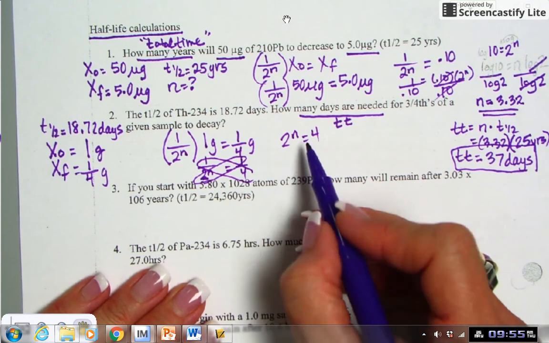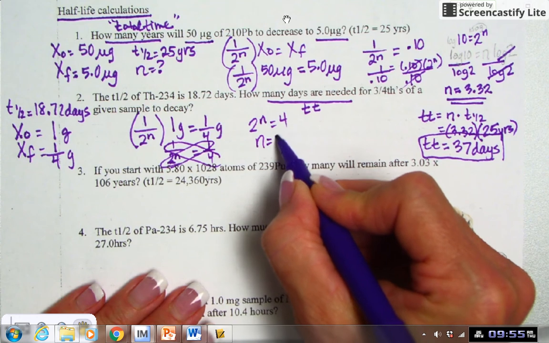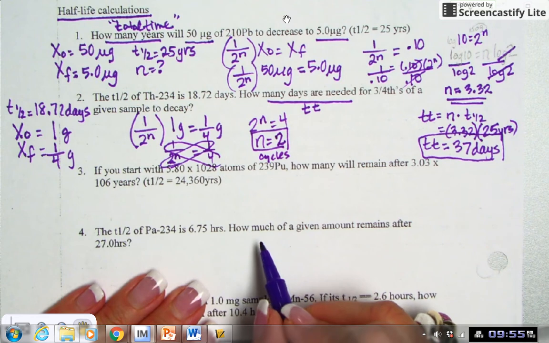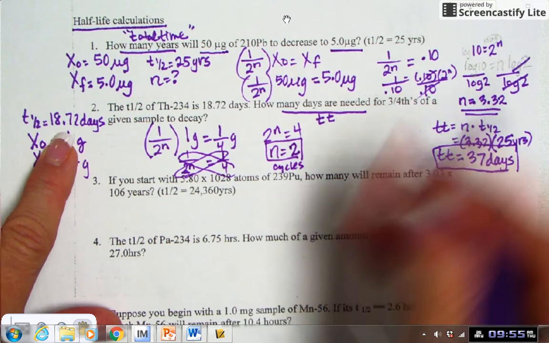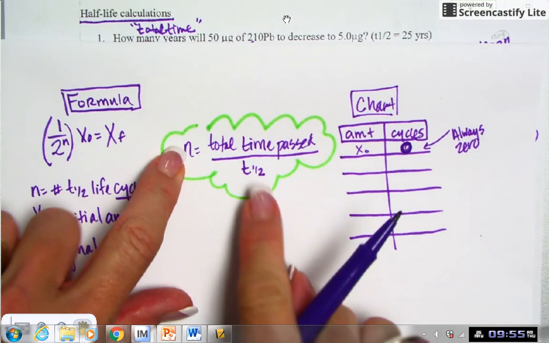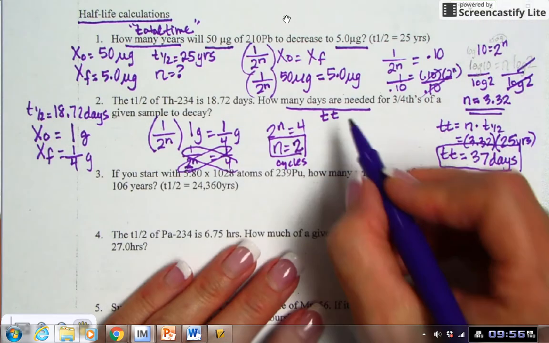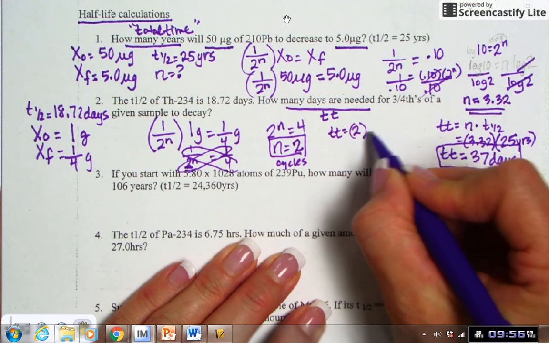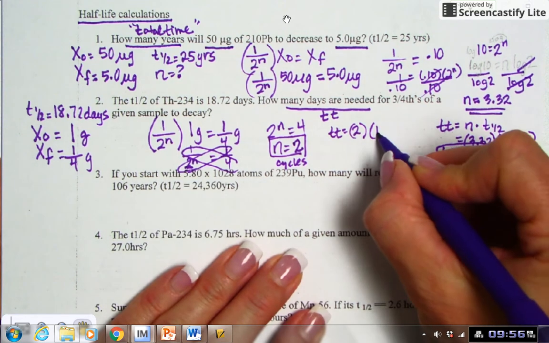Now this is a perfect square, so you don't have to go back and do the left, right, center, because you can tell this is a perfect square. We know that 2 squared is 4, so that means n is 2. This means 2 cycles have occurred. All right, so we know the half-life and we know the cycles again. So we can go back to the formula here. Since we know the cycles and the half-life, cross multiply, and we can get the total time passed. So to get your total time, I'm going to say 2 times the half-life, which was given here as 18.72 days.